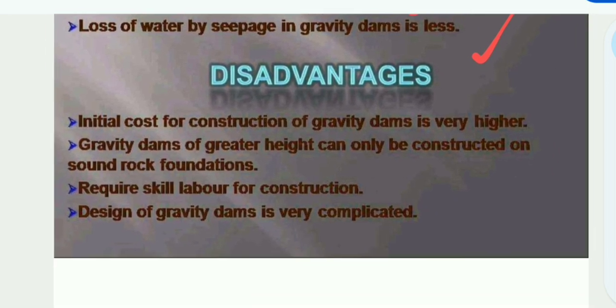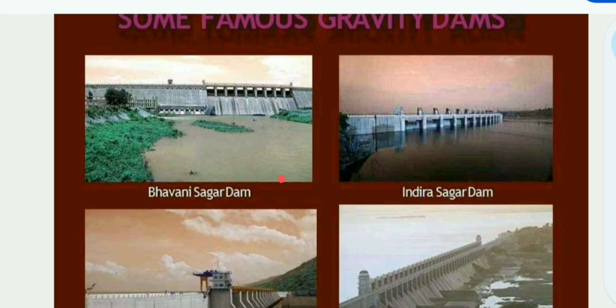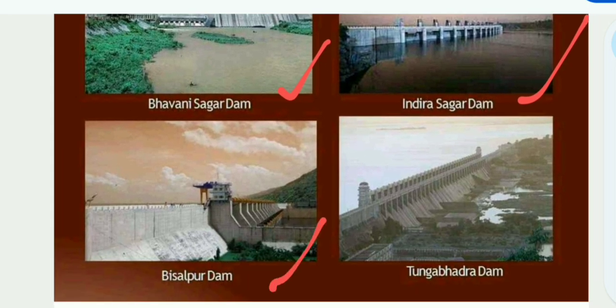Disadvantages. Initial cost of construction of gravity dams is very high. Gravity dams of greater height can only be constructed on sound rock foundation. They require skilled labor for construction. Design of gravity dams is very complicated. Some famous gravity dams: Bhavani Sagar dam, Indira Sagar dam, Bilaspur Sagar dam, Tungabhadra dam.